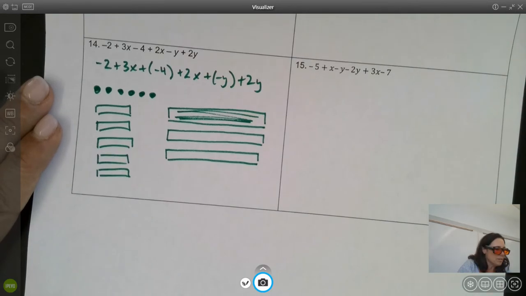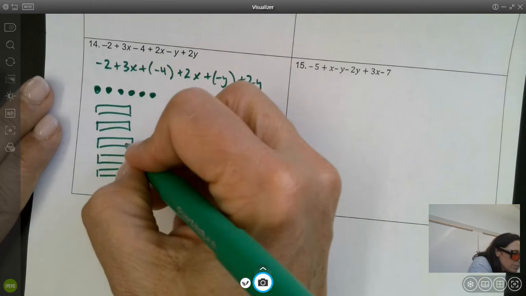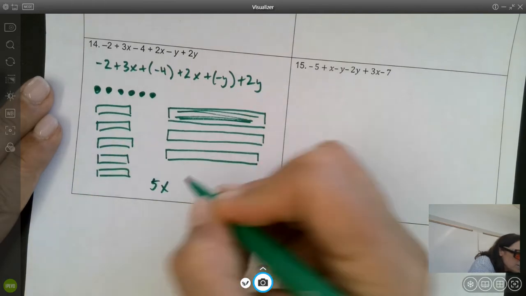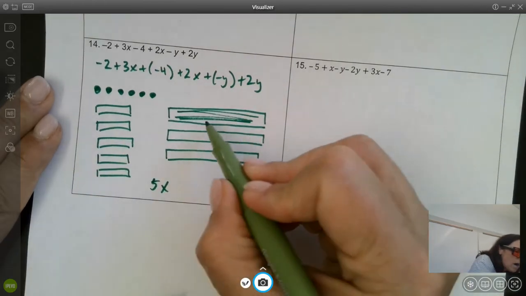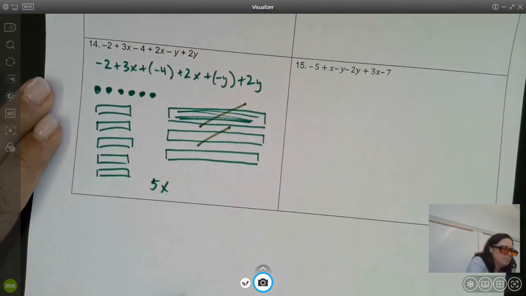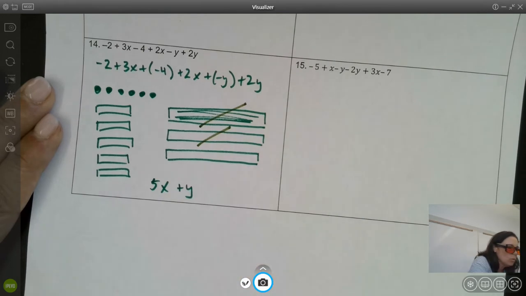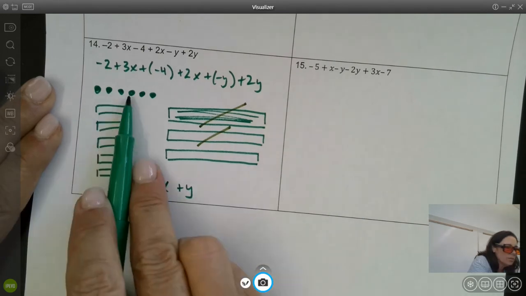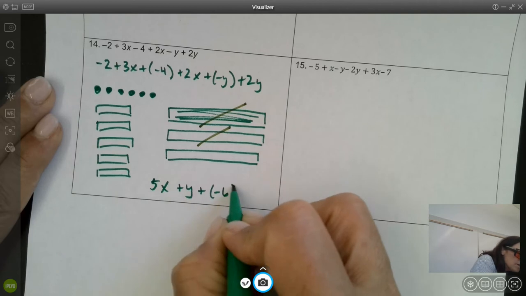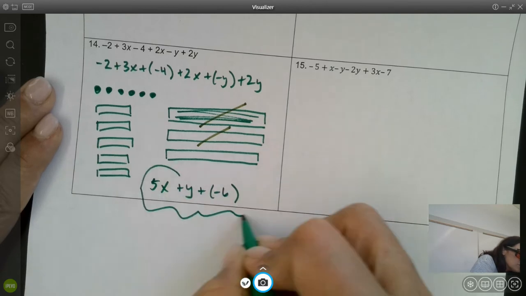All right, my answer. I've got 5 x's. This y and this y go away, so I have plus 1y, either way. And I have 6 negatives. So here's my answer.